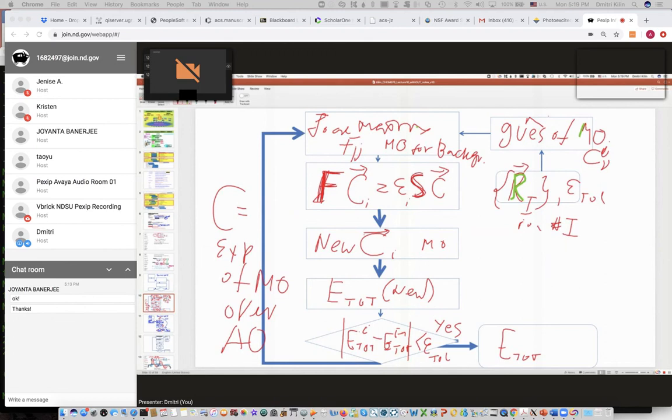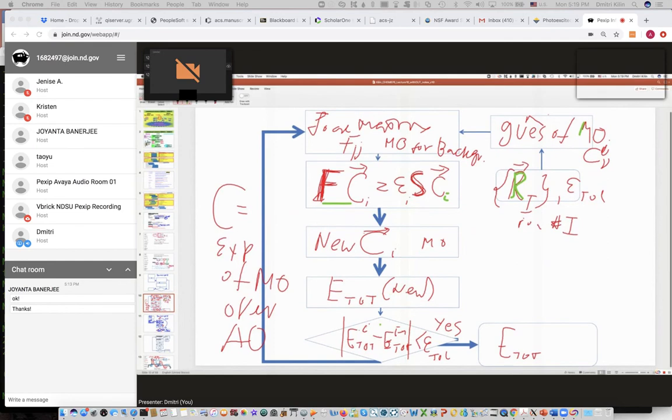Then one diagonalizes, solves the eigenvalue problem with this Fock matrix and finds new expansion coefficients, and computes the total energy according to the equation a couple of slides ago. And then if the change in total energy becomes smaller than the tolerance, then one reports the total energy and tells that the job is done. If the change is large enough, one repeats this cycle once again.